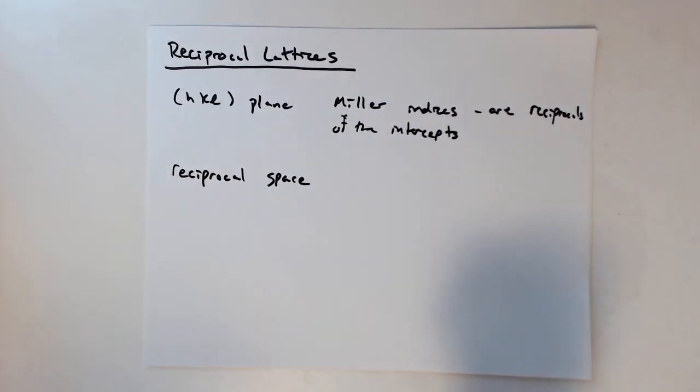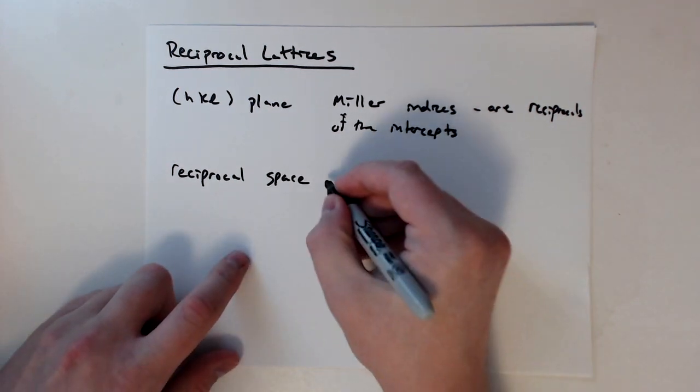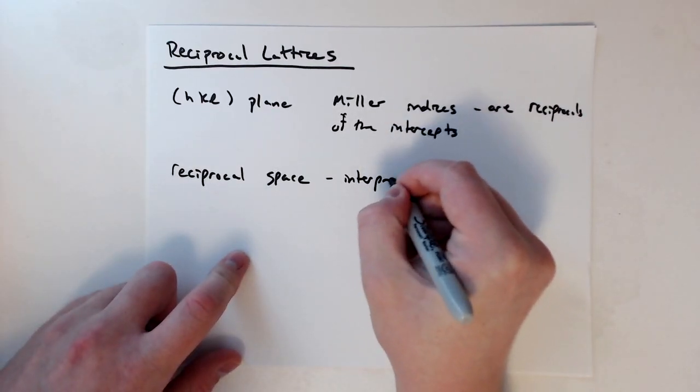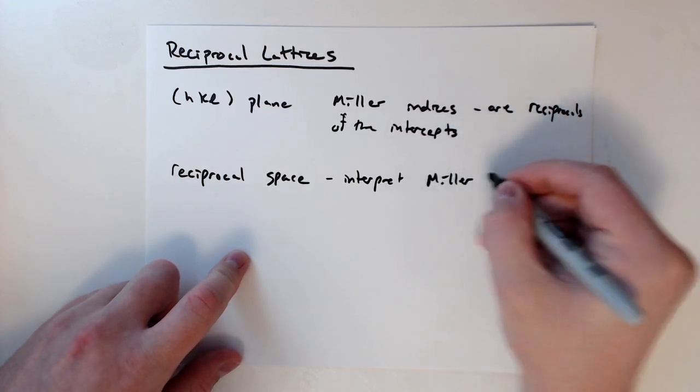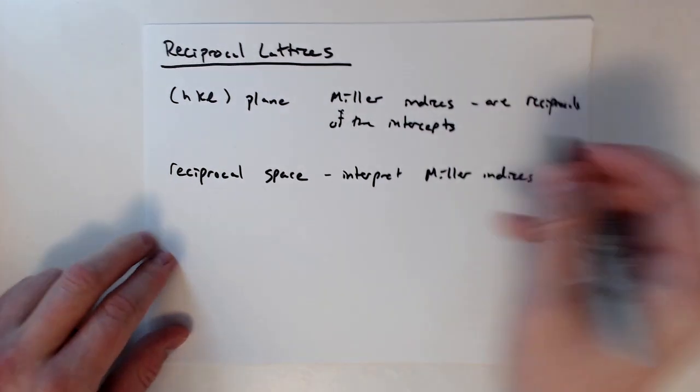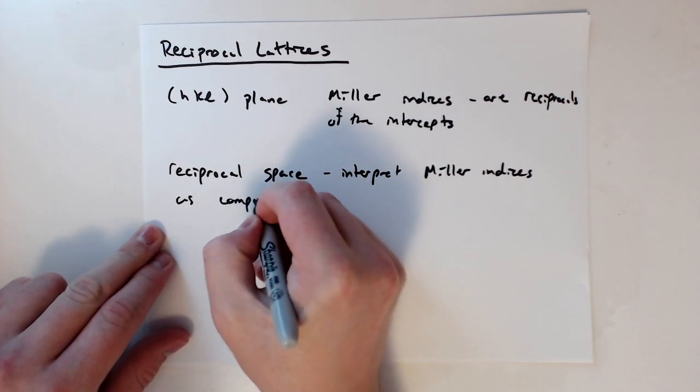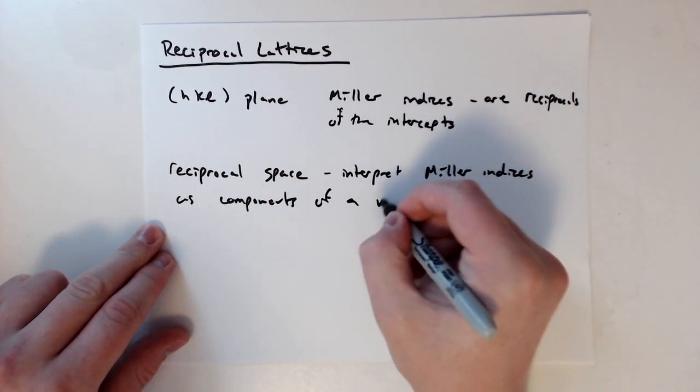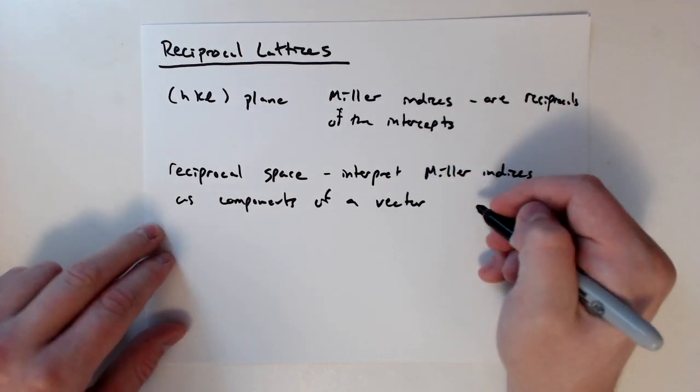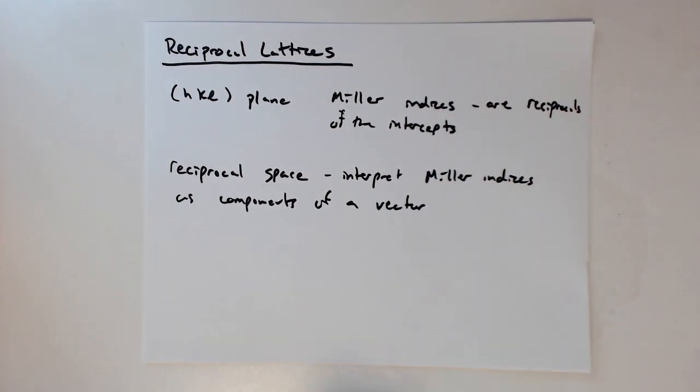And this is a made-up kind of space that is reciprocal to the components that we have in normal space. And we do that so we can interpret Miller indices as components of a vector. And those components of a vector will be the H, K, and L. So this is kind of why we do it, because of how we constructed the indices of a plane.